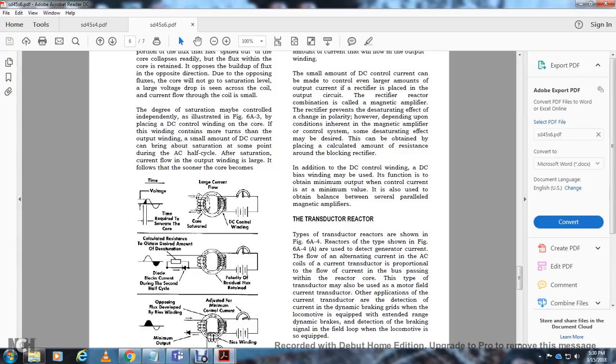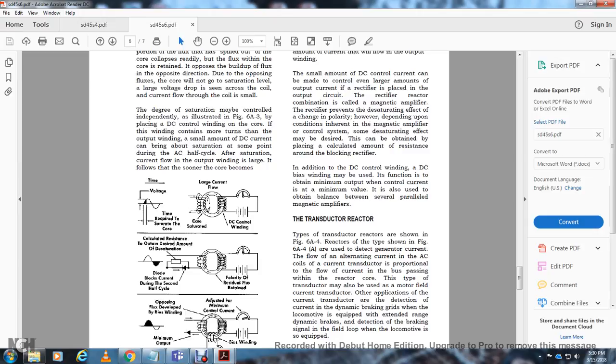The type of transducer rectifiers and reactors are shown in figure 6A4, with the attack of the generator current with the flow of the alternating current in the AC coil of the current transducer, the portion flowing with the current bypassing the reactor with the core. The type of transducer may be used with the motor field with the current transducer.